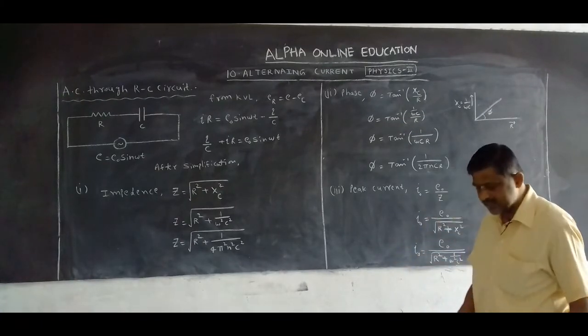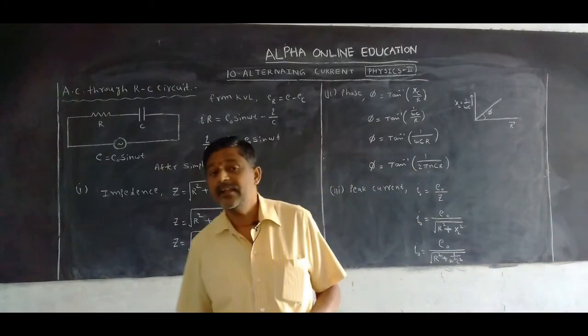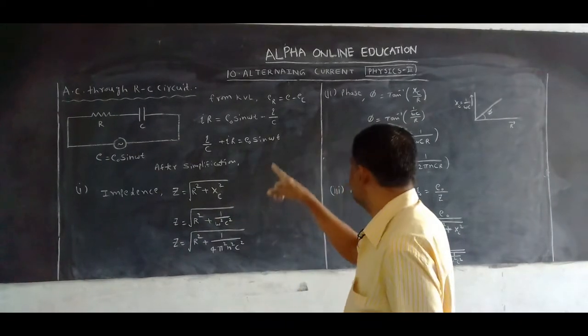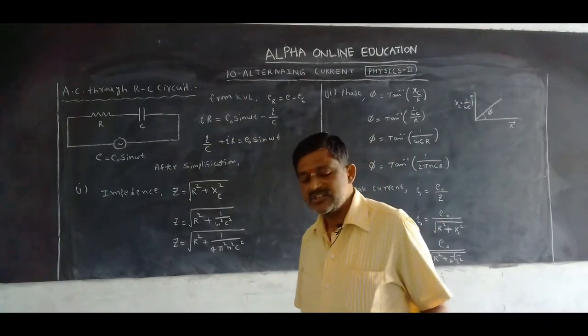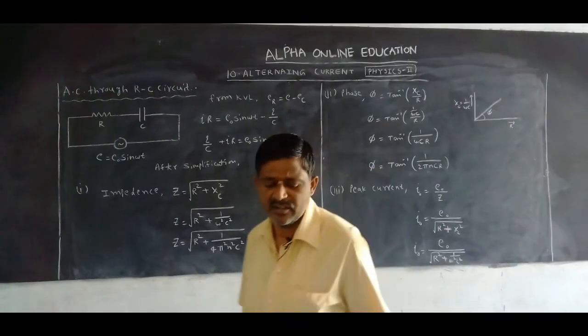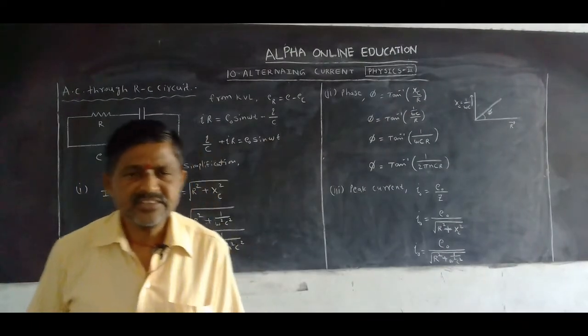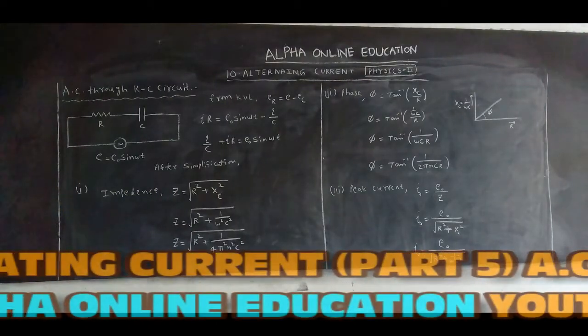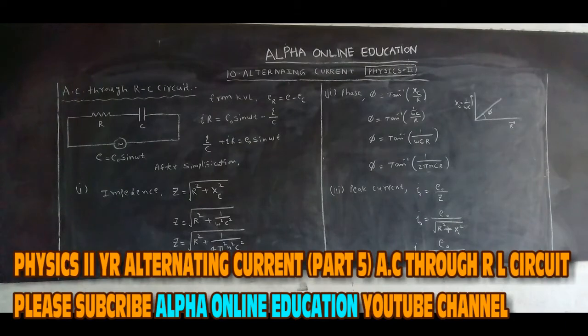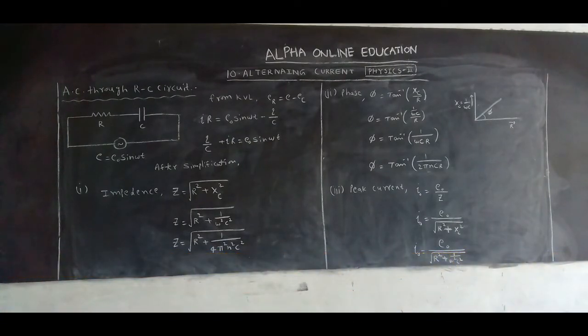When generator is connected to RL circuit and RC circuit, what we have calculated? Impedance, phase and peak current. Okay, these two are important, especially for objective type, otherwise 2 marks questions. Impedance is important. Impedance of RL circuit is Z is equal to root R square plus XL square. For RC circuit, Z is equal to root R square plus XC square.